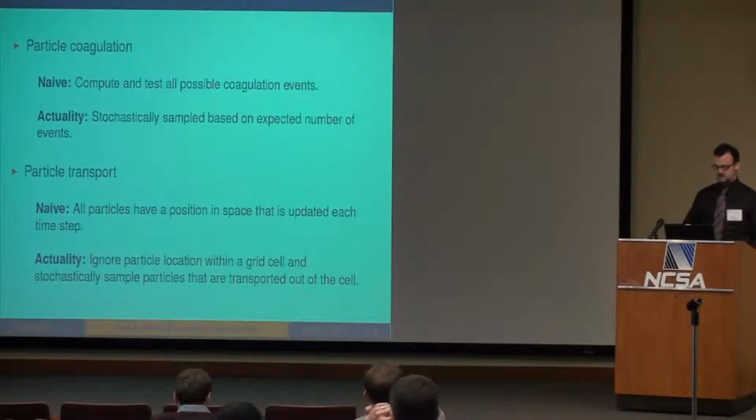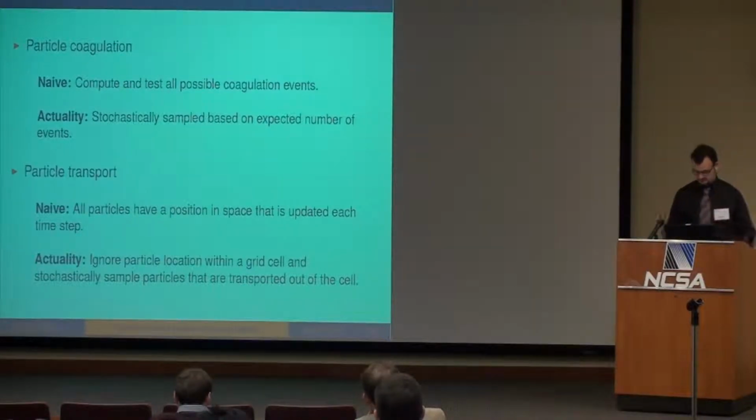And then also with particle transport, naively, we could track all the particles in the atmosphere, each with a position in space, and update them each time step. In actuality, we're going to ignore the particle location within a grid cell, and then we'll stochastically sample the number of particles that should be transported from one grid cell to another.